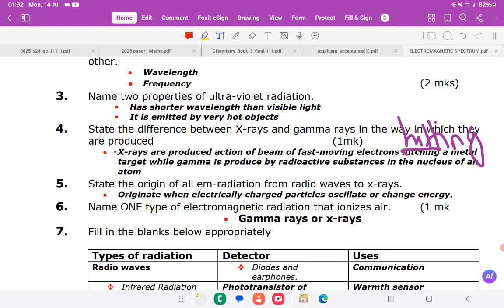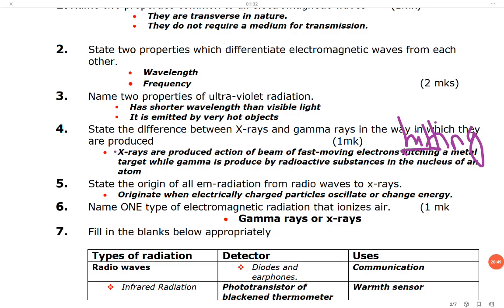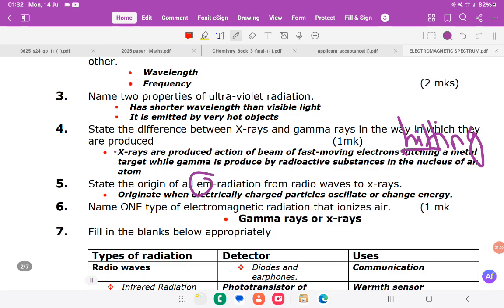Number 5, state the origin of all EM radiation from radio waves to X-rays. So all electromagnetic waves, EM stands for electromagnetic in short, originate when electrically charged particles oscillate or change in energy. Remember there are 7 of them. These oscillations are going to produce electromagnetic waves.